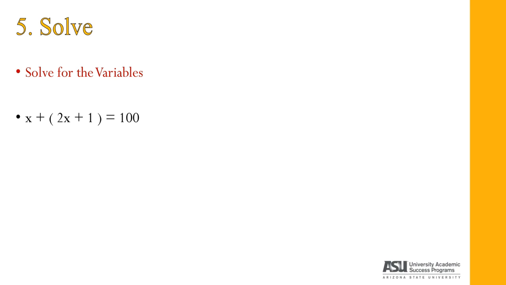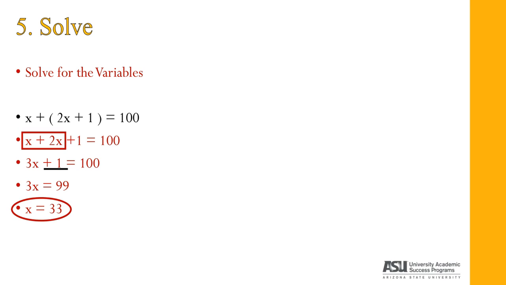We do not need to complete distribution, so we can take out the parentheses. Correct, but why? Because there are no numbers in front of the parentheses. Correct. Now what? Combine the like terms, and the only ones we have are 2x and x. That will be 3x plus 1 equals 100. Now we can subtract 1 from each side. Yes, then we have 3x equals 99, and we can divide both sides by 3. We calculate x equals 33.